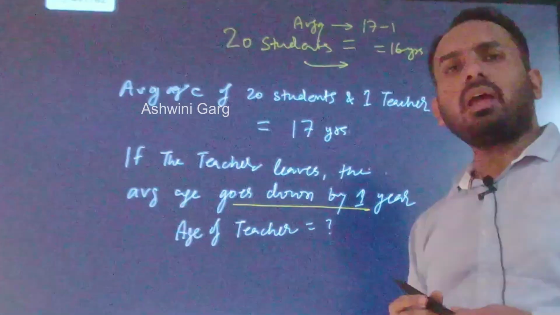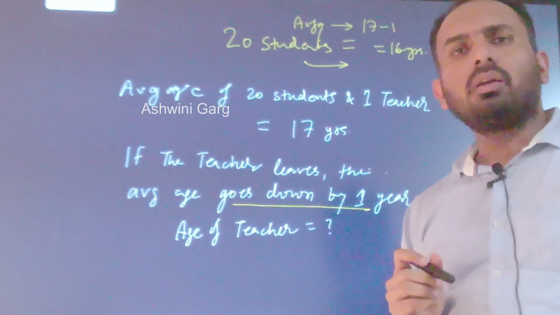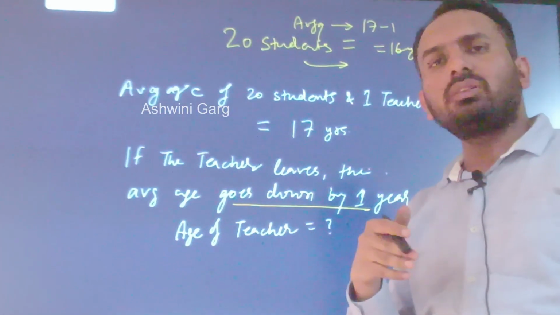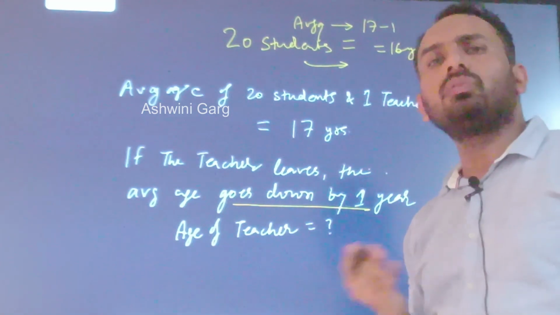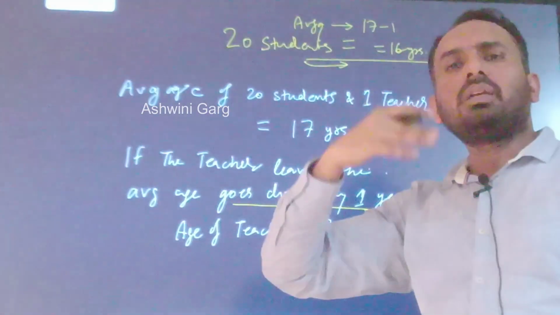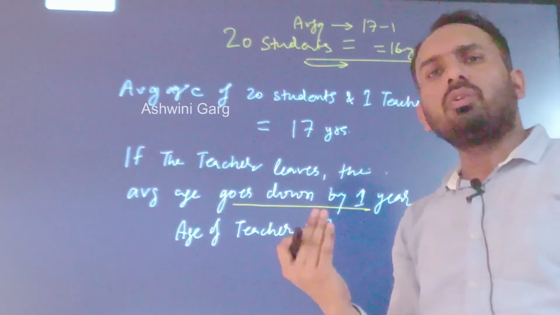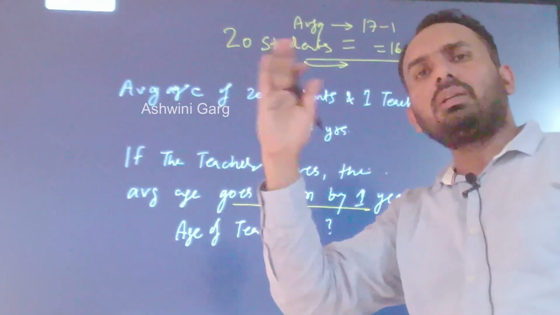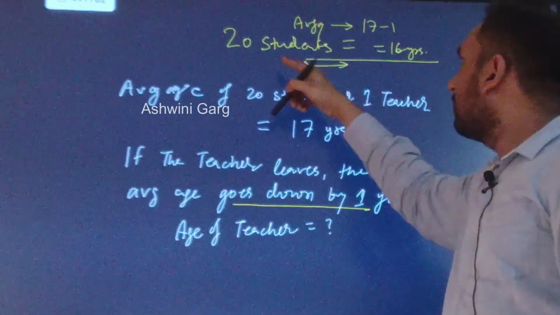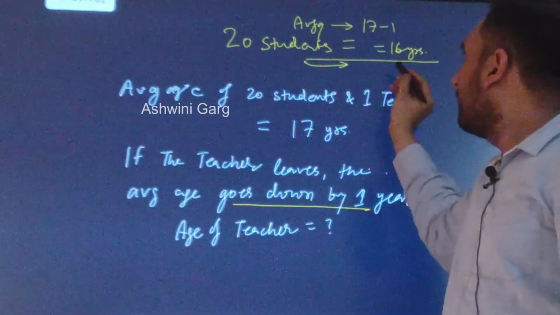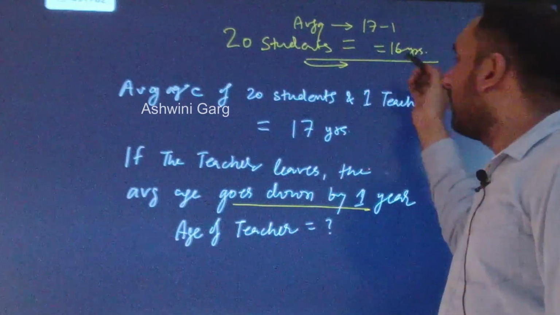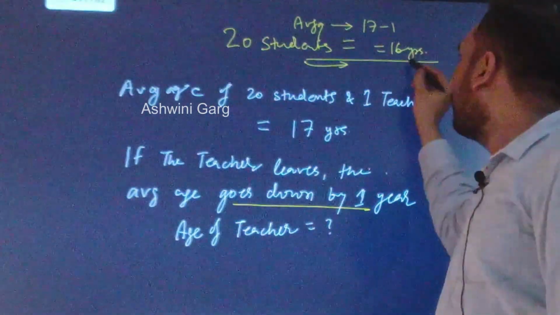Now if the average age is going down by 1 year when the teacher is leaving, that means if the teacher joins back, the average age must increase by 1. By common sense we can say that. Now we are converting the exclusion thing into inclusion. So we will add the teacher back. If I add the teacher back into these 20 students, it has to increase by 1 year. Now I will use the same concept, that I will stop the teacher.